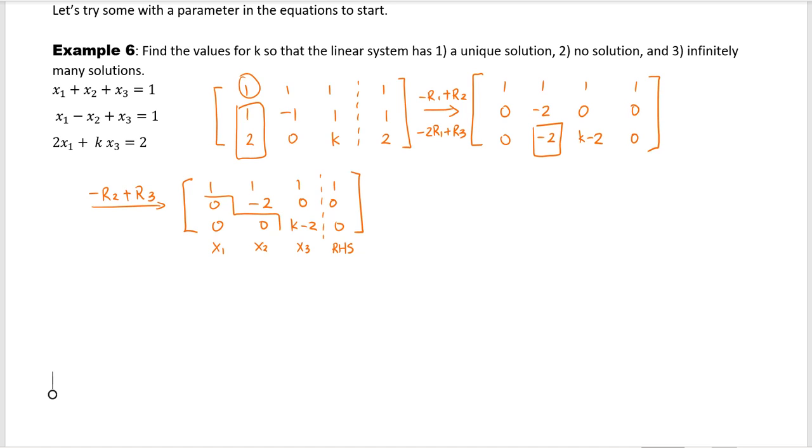Okay, so back substitution, it means we look at the last row. Last row, here we get k minus 2 times x3 equals 0. Be careful because the common mistake is students will forget to put the x3. The student will put, oh, k minus 2 is 0, so k equals 2, done. No, no, no. k minus 2 is the coefficient of x3. Okay, so the last row is k minus 2 times x3 equals 0.